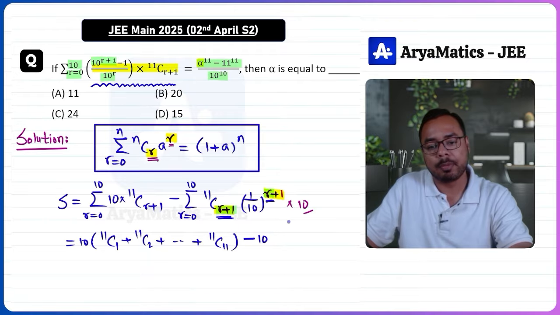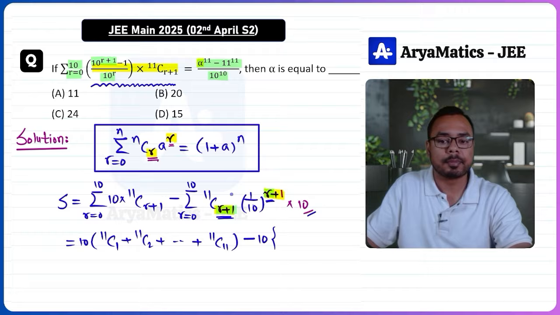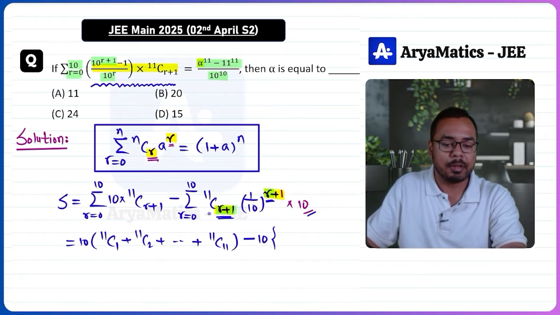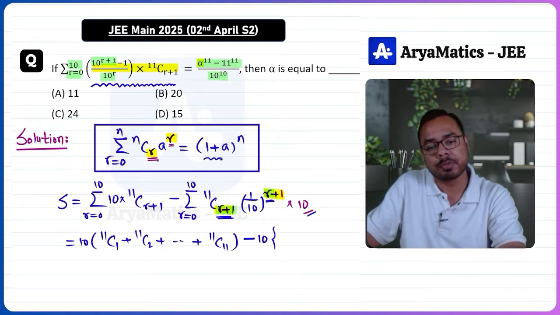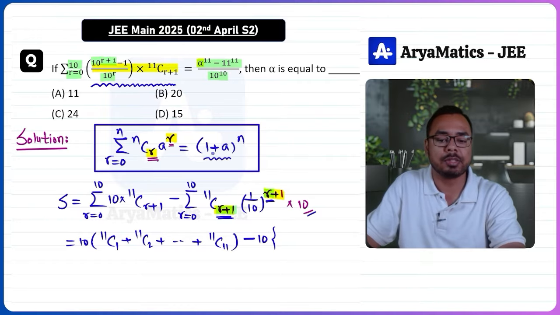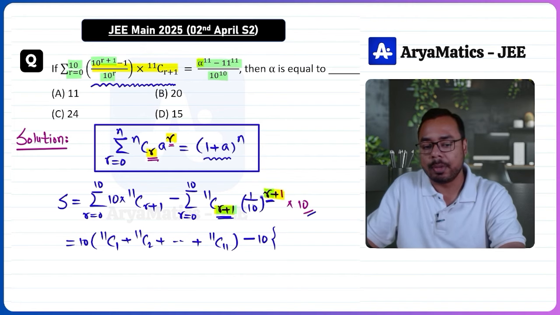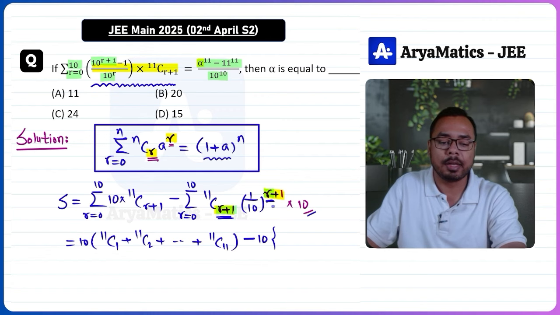In fact, 10 we can keep common, right? 10 we can separate, and then this sum becomes, if I substitute r as 0, this will start from 11c1, right? The first term in the expansion of this one will be nc0 a raised to 0. So that term is missing. After that, you will get all the terms 11c1, 11c2, 1 by 10 square, 11c3, 1 by 10 cube, and so on, all the way up to 11c11, right? At 10, you will get 11. So 11c11, 1 by 10 raised to 11.